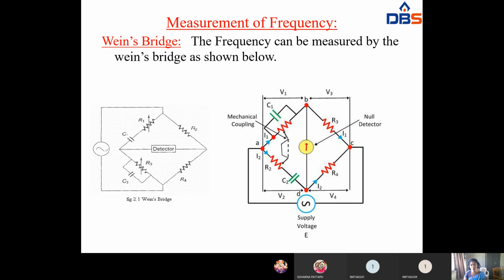Here also it is the same. You have to write the AC bridge balance equation Z1 Z4 equal to Z2 Z3. Write down in which places you have to connect what, and finally solve them. See here.